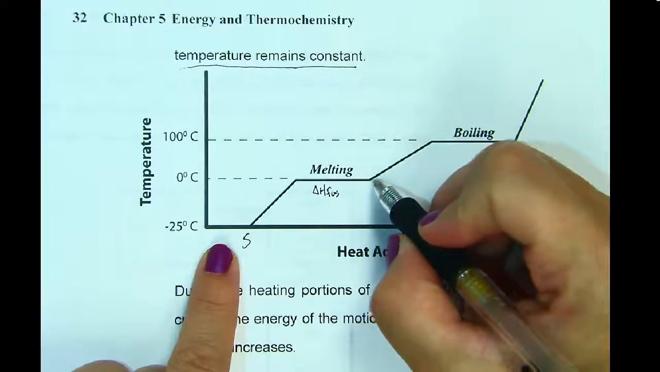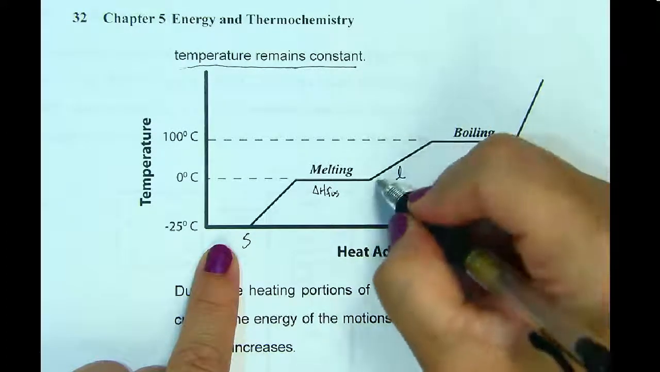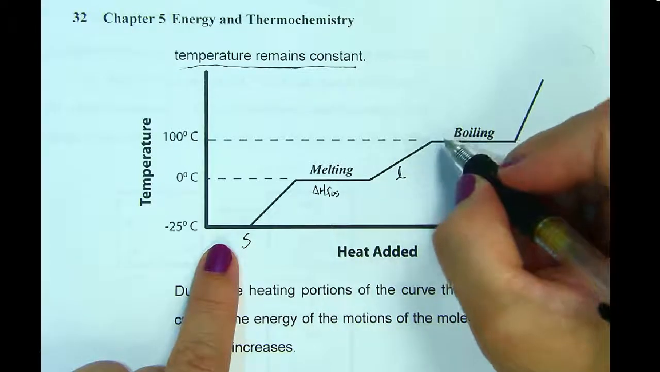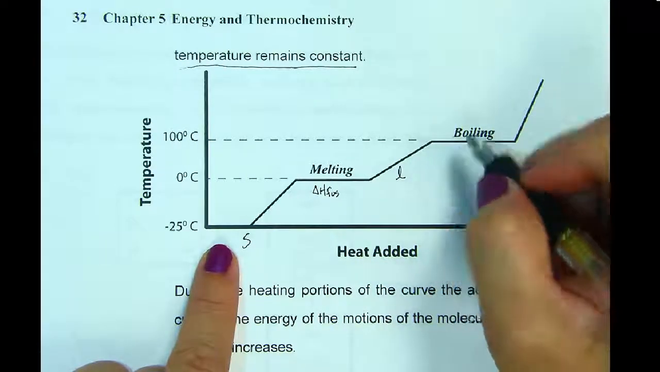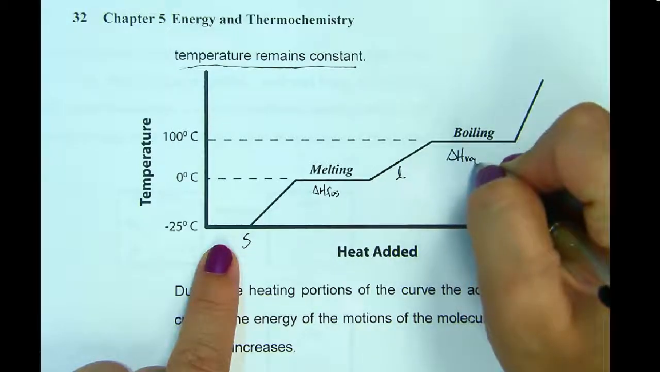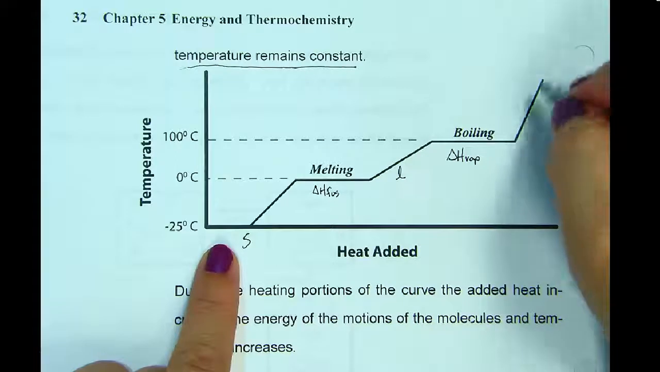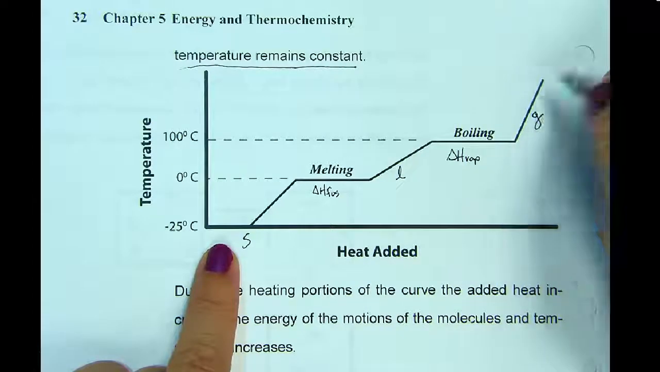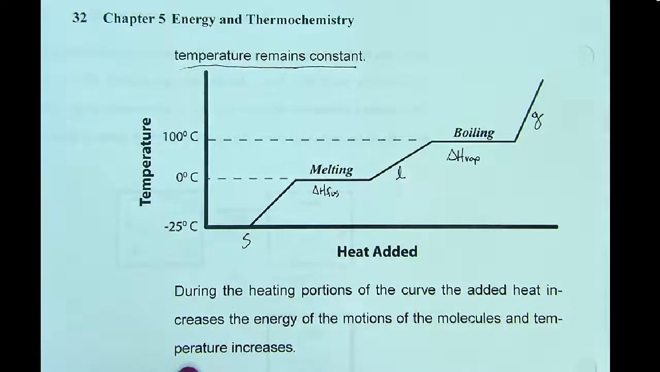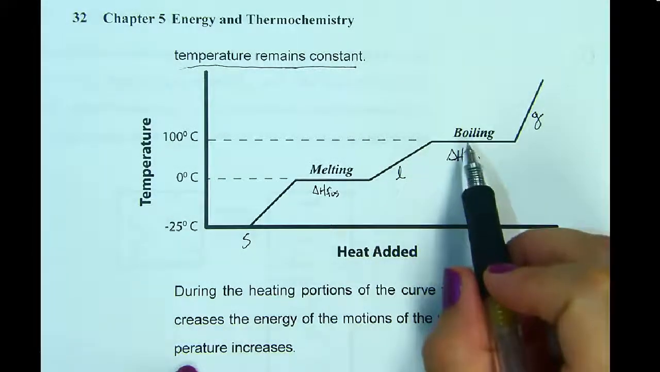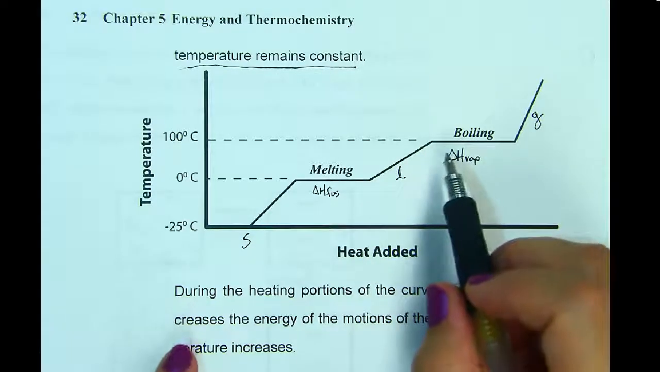Then we would continue to heat the liquid, so here we're in the liquid phase, and as we get to the boiling point, when it begins to boil, the temperature is going to remain constant, and here we have our delta H of vaporization in play. And then once we get to the end here, we have officially changed from liquid to gas, and so now we are just heating up the gas. During the heating portions of the curve, the added heat increases the energy of the motions of the molecules and temperature increases. So that's here, here, and here. We actually have a temperature increase. Here and here, the heat is being used to overcome the intermolecular forces binding the liquid and the gas, binding the solid and the liquid together.